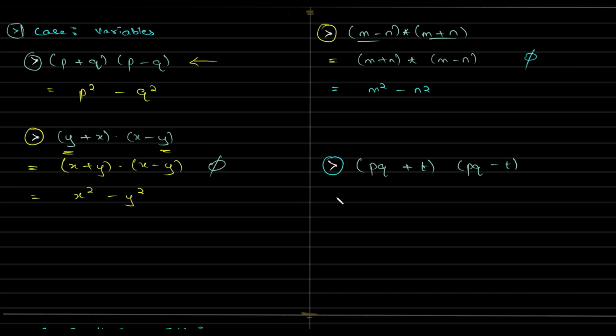So last one under variables. Instead of a single variable, I have a double. So (pq plus t) into (pq minus t). So (pq) the whole square minus t square. So this is p square into q square, right? (ab) the whole square is a square into b square, minus t square. This is as per the identity. (ab) whole to the power of m is a to the power of m into b to the power of m.